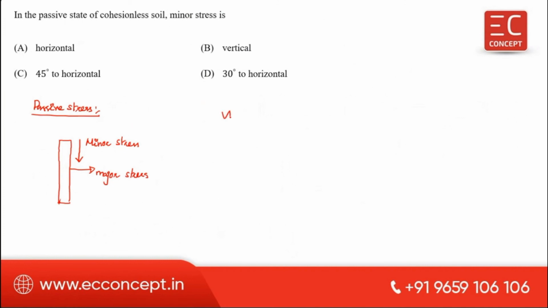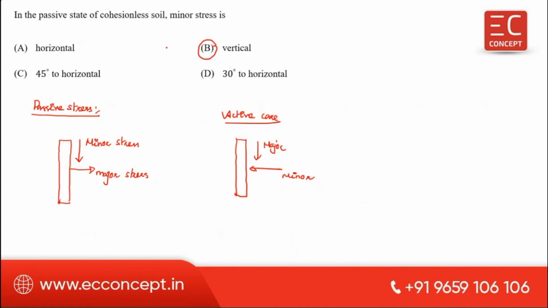But in an active case, the soil moves towards the wall, or the wall moves away from the soil. Here the major principal stress is this one, this is the major. This is the minor. Now, in the question, the passive state of cohesionless soil, the minor stress is vertical.